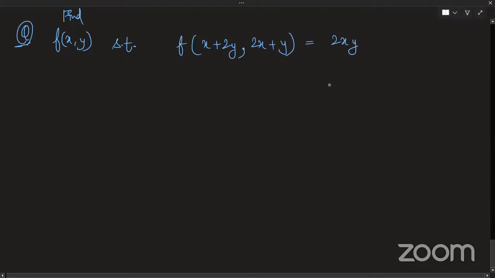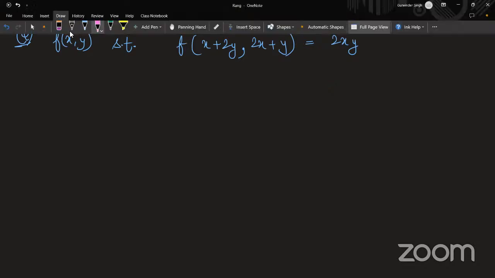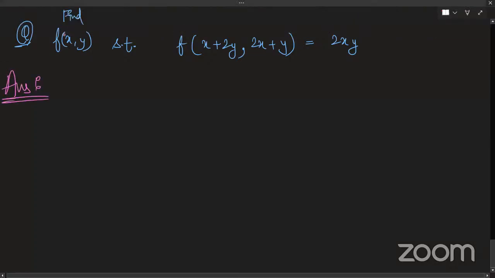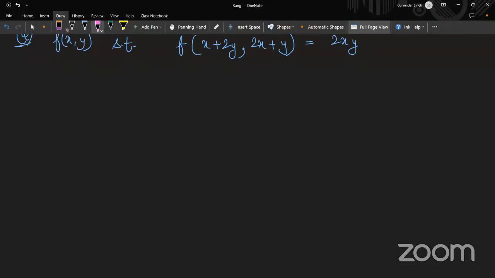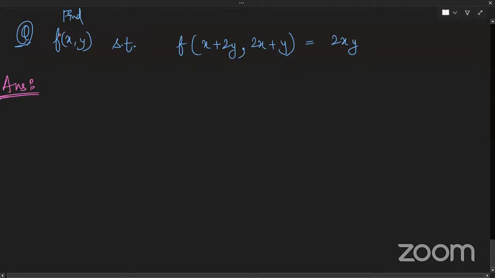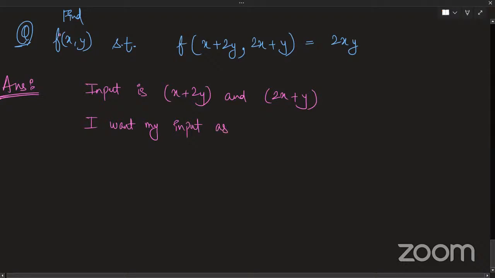Now tell me, how will you do it? It is a bit difficult, but you just need a bit of direction. I'll be doing the first problem for you, and then similar or slightly more advanced problems I'll give you as homework. See, what is happening here is my input is x plus 2y and 2x plus y, and in my final result I want my input as x and y.